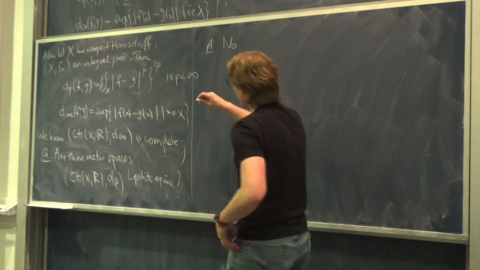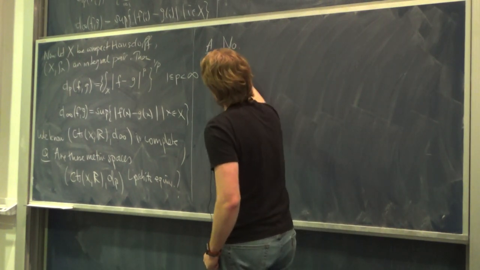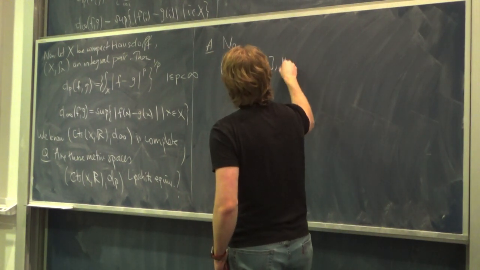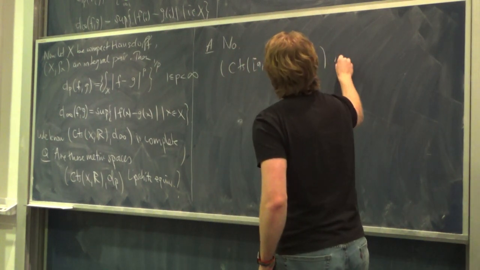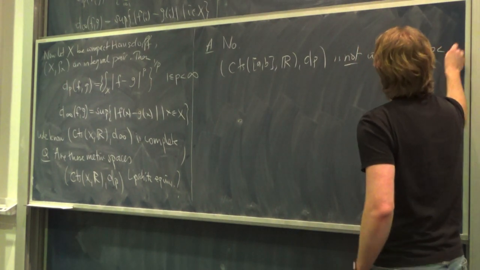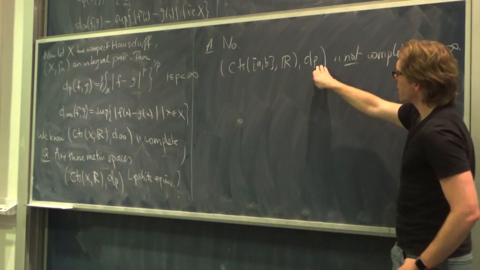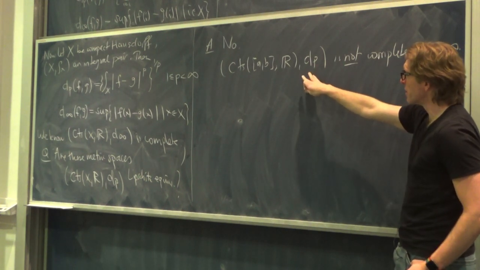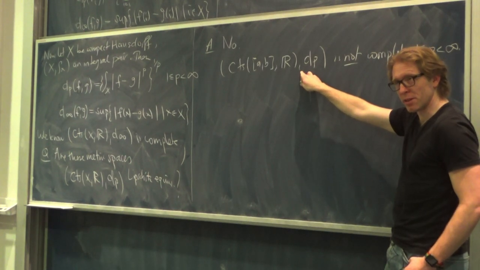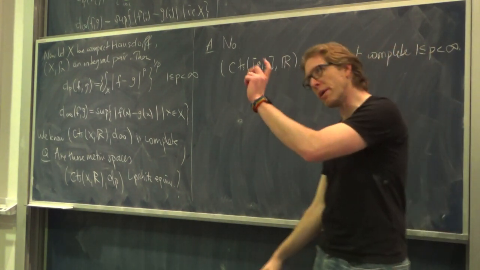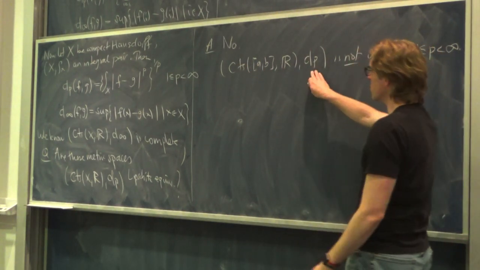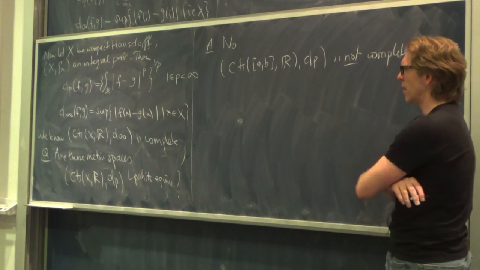One easy way to see it, and in fact the example will be exactly via this route, is to show that if we take P to be infinity, that's a complete metric space. But if I take any other P, this is not complete. So it can't possibly be Lipschitz equivalent, because if two metrics are Lipschitz equivalent and one of the metric spaces is complete, so is the other one. So that shows you that these can't be Lipschitz equivalent.